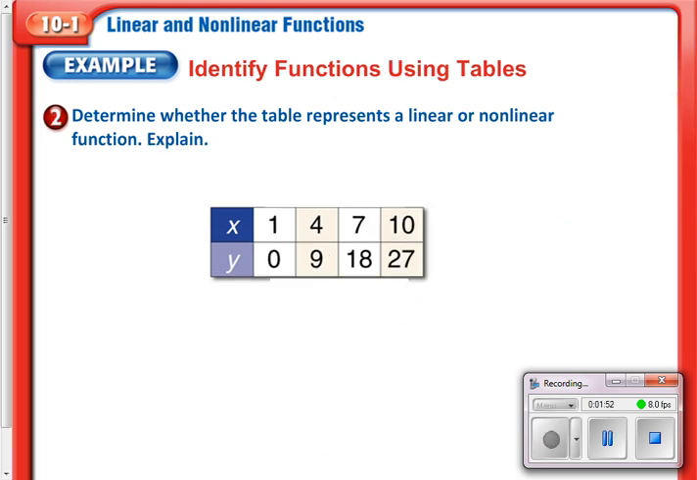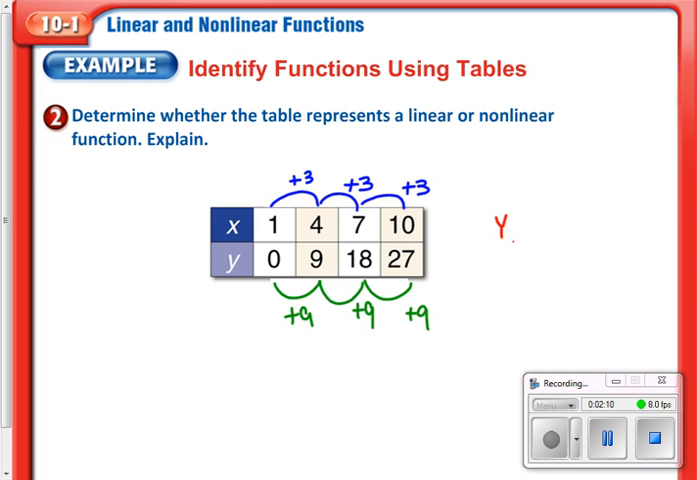Example 2, same approach. Figure out the common difference. Once you have that common difference, you can determine if it has that constant rate of change. Looking at this, it's increasing by 3 for x, increasing by 9 for y. And if you had that constant rate of change, remember it is y over x. So your y value here is 9 over 3 listed above.